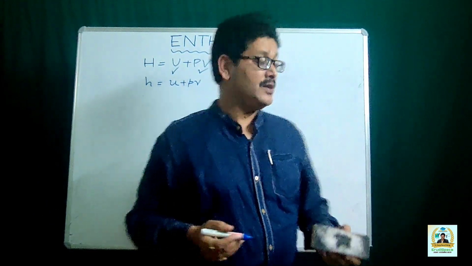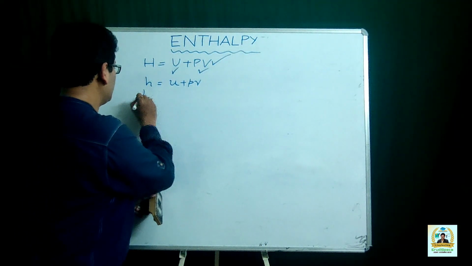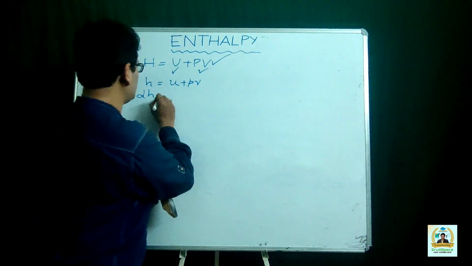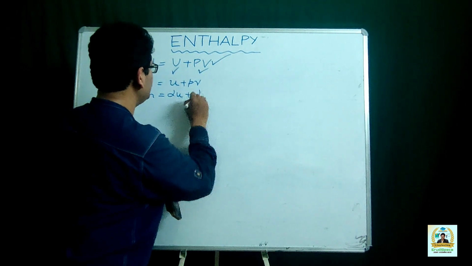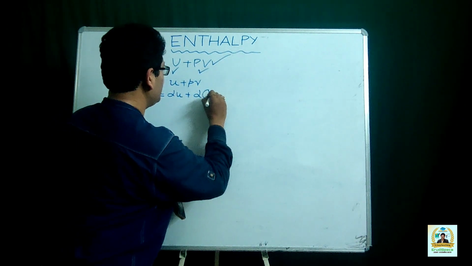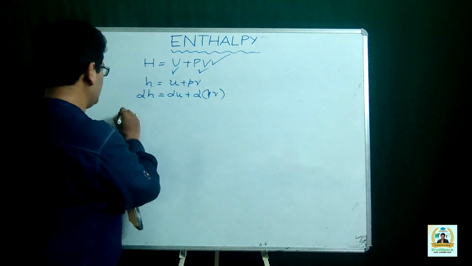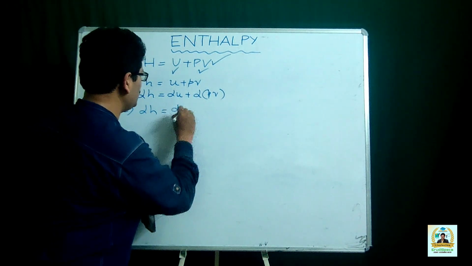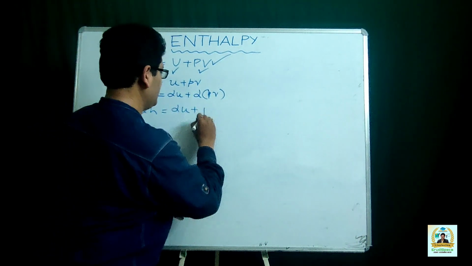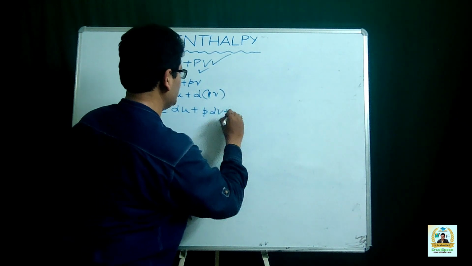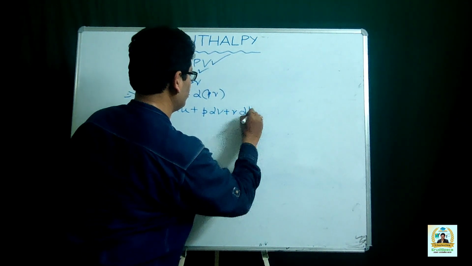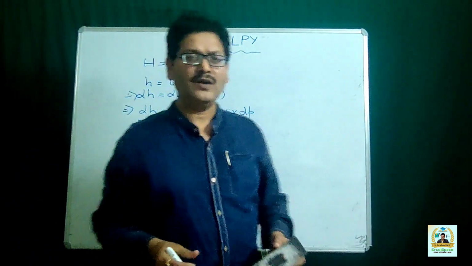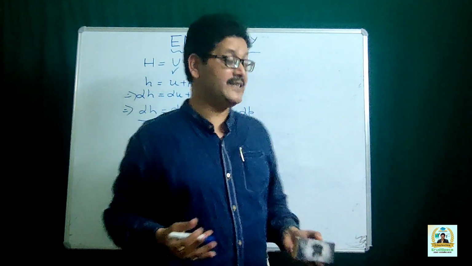Now if you take the differential of this, you get dH is equal to du plus d of PV. This implies dH is equal to du plus p dV plus V dP. So this is the expression for change of enthalpy.